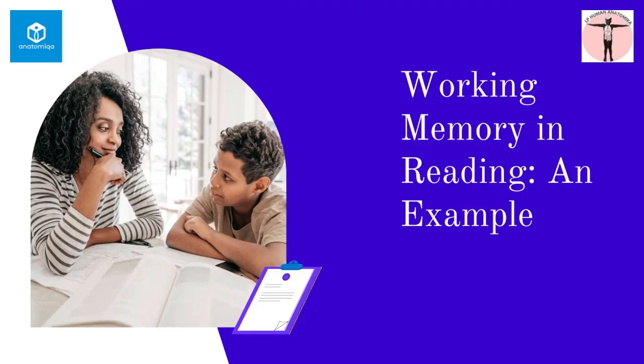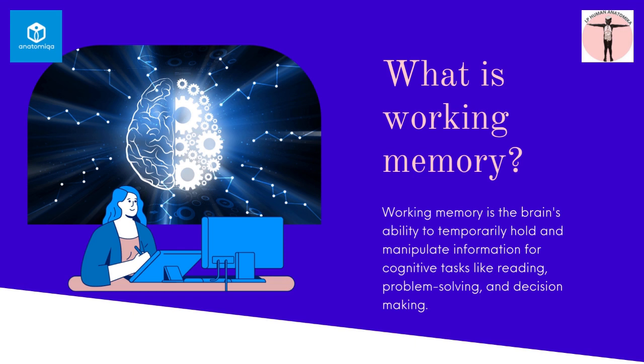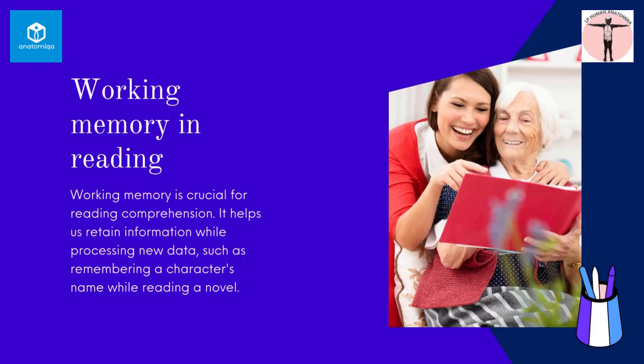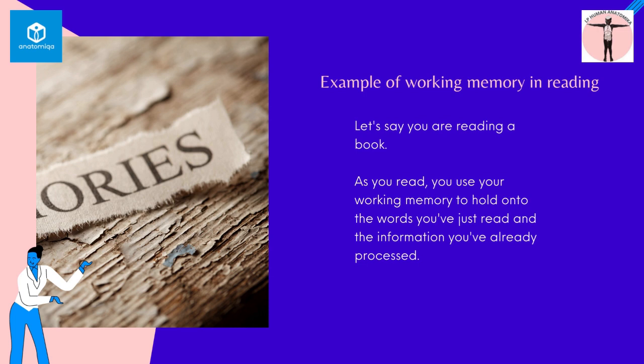Working memory in reading. An example. What is working memory? Working memory is the brain's ability to temporarily hold and manipulate information for cognitive tasks like reading, problem solving, and decision making. Working memory is crucial for reading comprehension. It helps us retain information while processing new data, such as remembering a character's name while reading a novel. Example of working memory in reading.